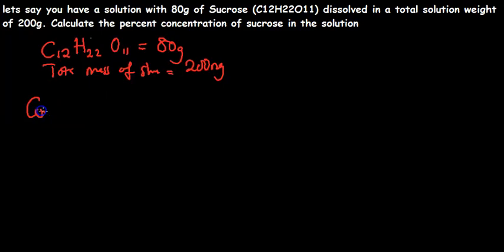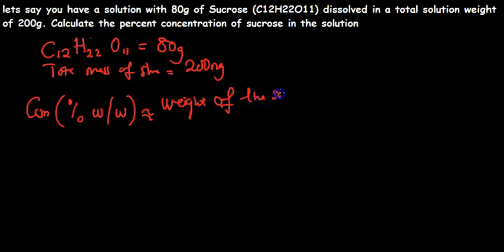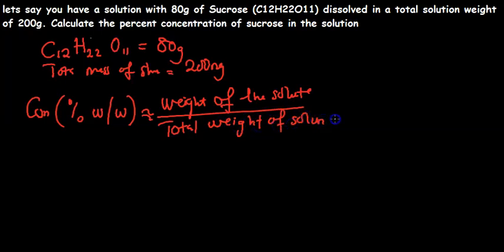Since we are asked to calculate the percent concentration of the sucrose, the concentration in percentage weight by weight is simply going to be the weight of the solute divided by total weight of solution multiplied by 100. Between the total mass of solution and sucrose, which one is the solute and which one is the solvent? In this case, we're interested in finding the solute, and we know that sucrose is our solute.